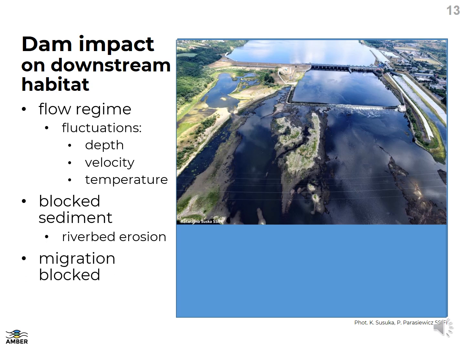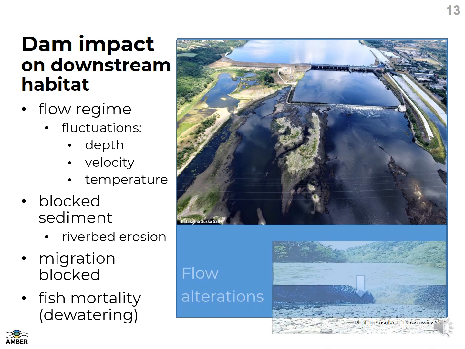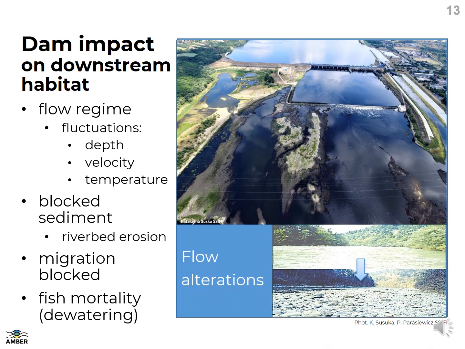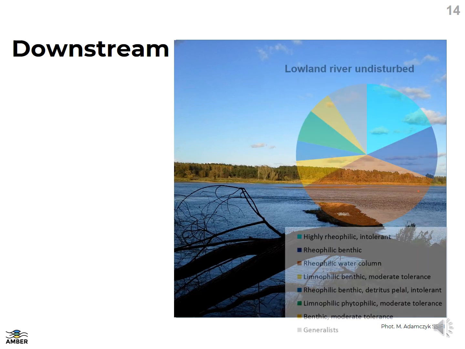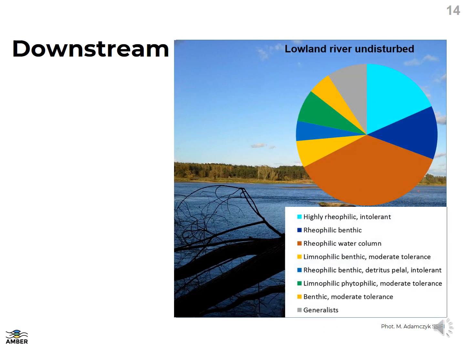Obviously, fish migration is blocked and fish mortality is caused frequently by dewatering. Here we see an example of change in water levels and strong fluctuations that are caused by hydropeaking, leading to such mortality.